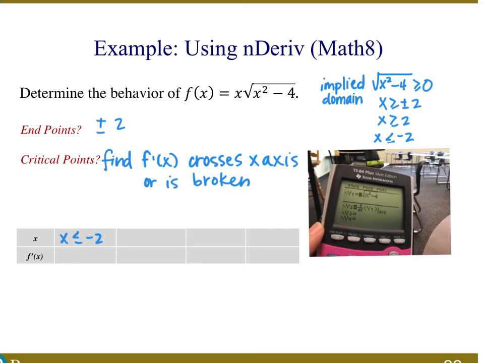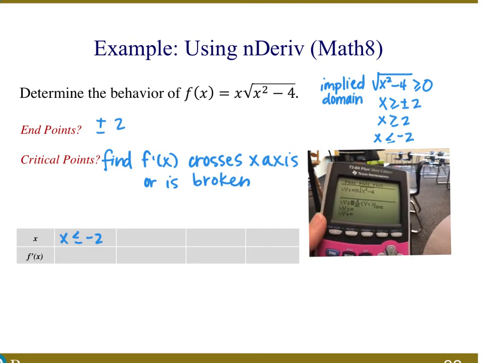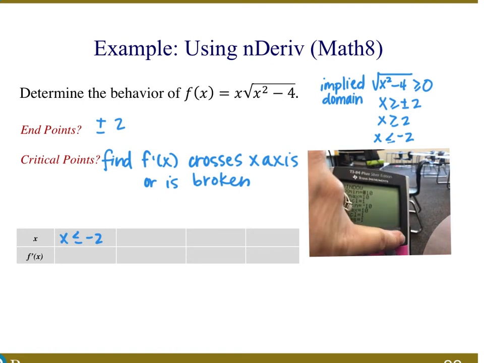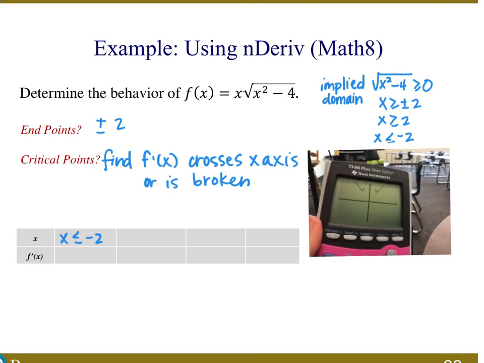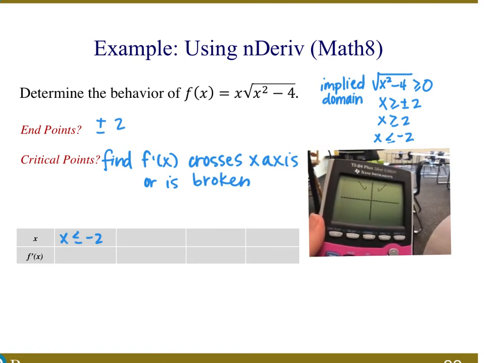All right, so I've put this equation into y1. I've unhighlighted it and double checked my window. My window's back to normal, and so now I'm ready to graph. And here is the graph of the derivative.